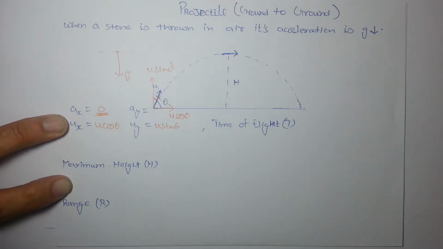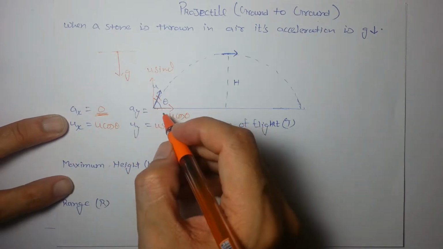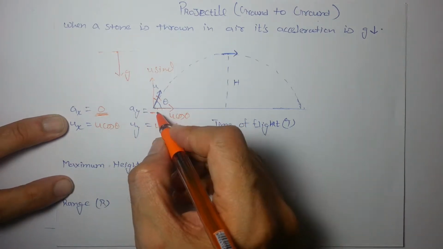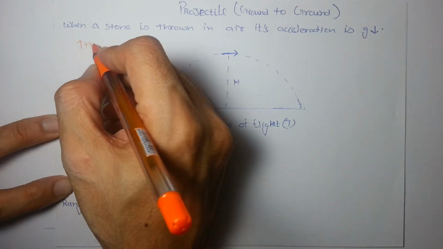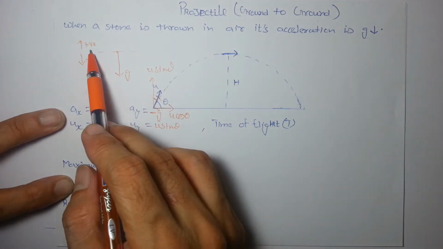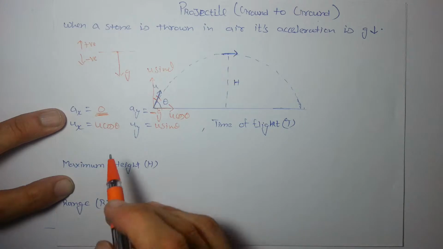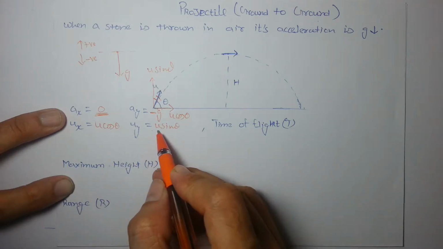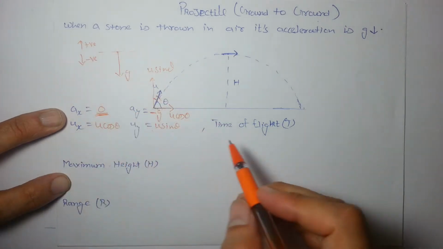The consequence of that is there will be no change in velocity in x direction, and acceleration in y direction is minus g, because we have taken upward as positive and downward as negative. Any vector in upward direction will be taken as positive and in downward direction as negative. That's why uy is taken as positive u sin theta. This is just a convention.